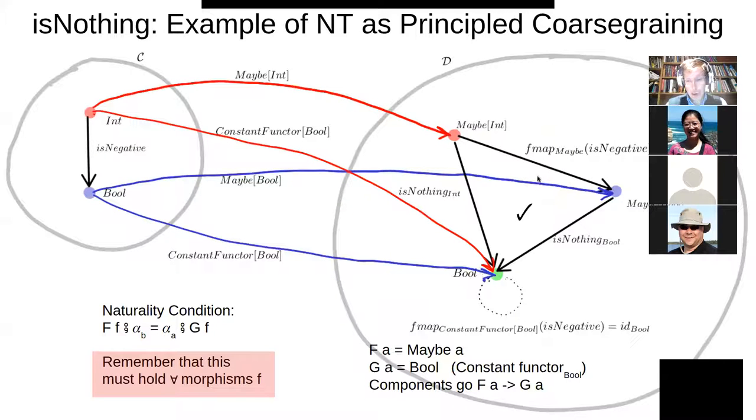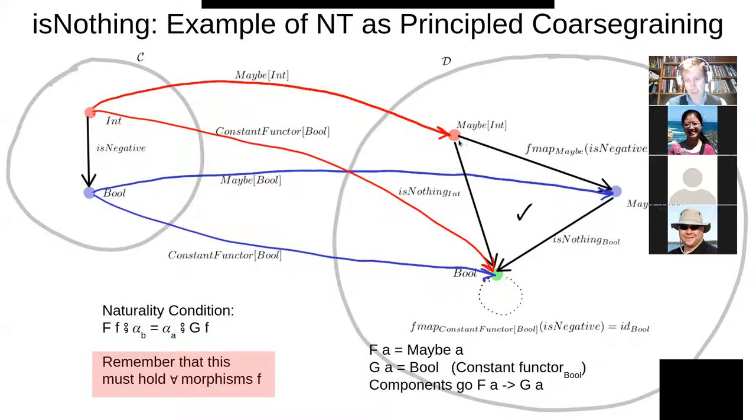But there can be ones where this naturality square becomes degenerate and it becomes a naturality triangle. For example, this one here where we have an is nothing natural transformation. It just states whether a given maybe is nothing or not, regardless of the type in it. This way we could have a maybe event and ask if that's nothing and get an answer, and we'll be guaranteed to get the same answer.